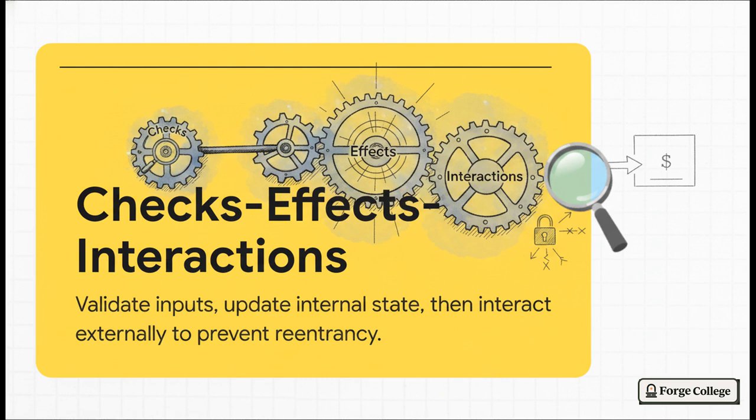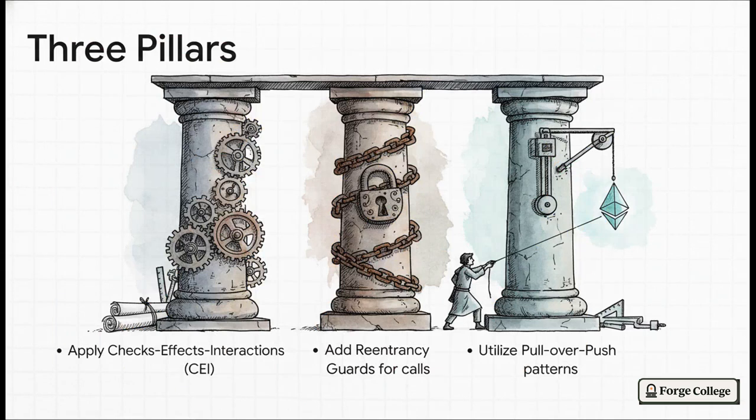If a hacker tries to re-enter the contract during that external interaction phase, they are going to hit a brick wall because the internal state has already been fully updated to reflect their initial action. Now, building on CEI, our complete toolkit actually requires 2 more pillars. Pillar 2 is adding reentrancy guards. This is basically snapping a literal cryptographic padlock on the contract so a specific function just cannot be called again while it's still executing its very first run.